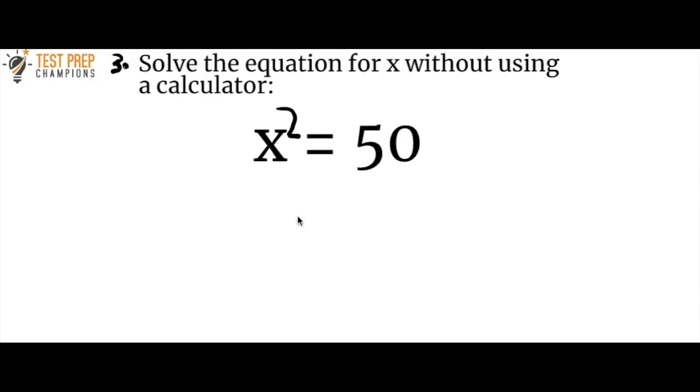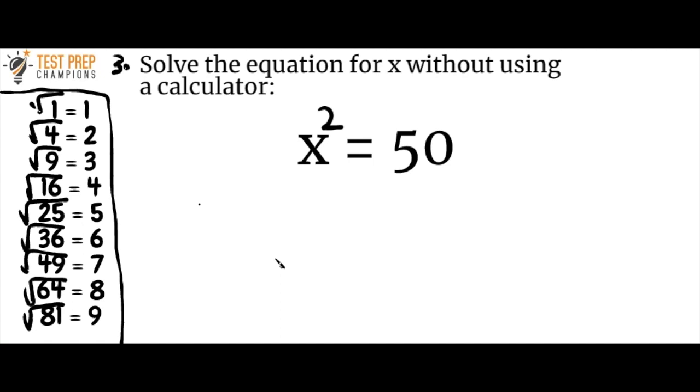Okay, so question 3: solve the equation for x without using a calculator. So we see x squared equals 50. Find what x is equal to without using a calculator. Pause the video and try to do that now. Okay, let's go over how to do this.